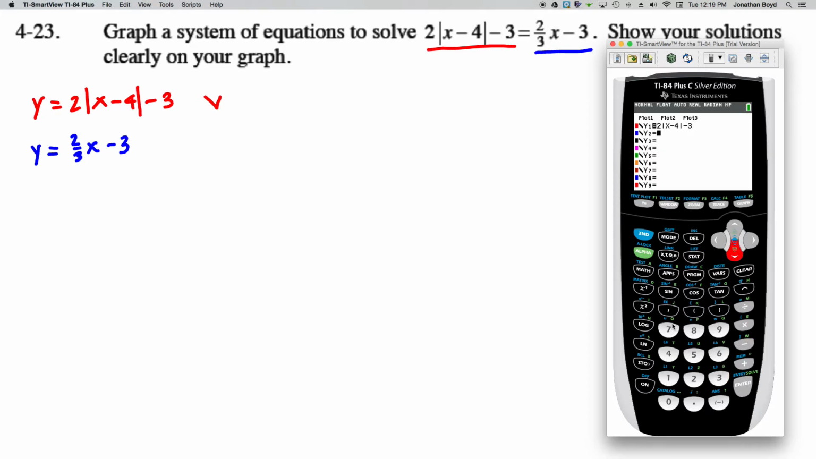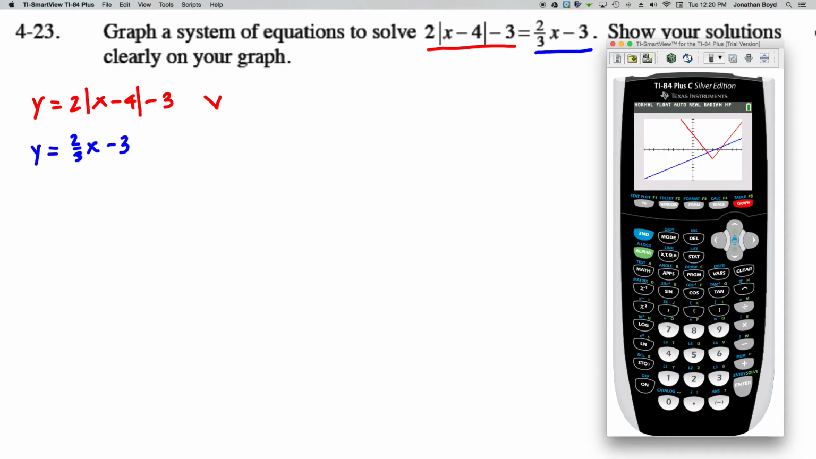Arrow down. Remember to put in a fraction. Using the shortcut menu, you can do alpha, y equals, and you can go to number 1. If you don't use that method, then you need to make sure that you think about whether or not you need parentheses. So I have 2/3 x minus 3. Let's graph our two functions here, and now we're going to see there's our absolute value function, and there is our linear function.